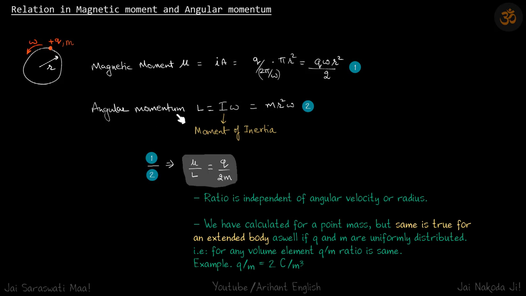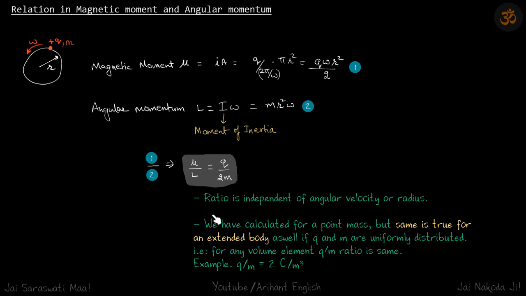Angular momentum is I omega, where I is moment of inertia. Since here it's a point mass, moment of inertia is m r square. So this is angular momentum. You divide both of them, omega r square will get cancelled. You will get the ratio mu by L is equal to q by 2m.